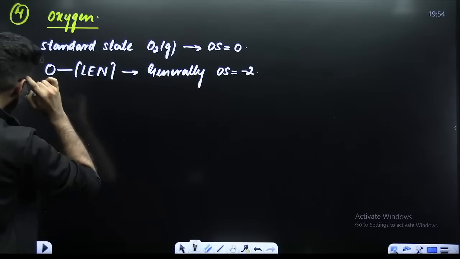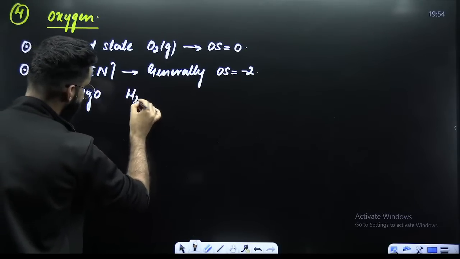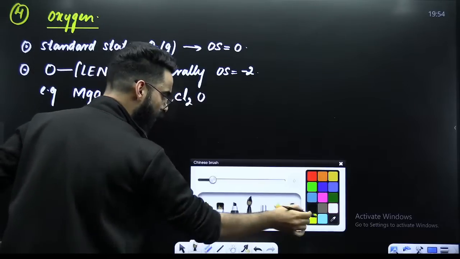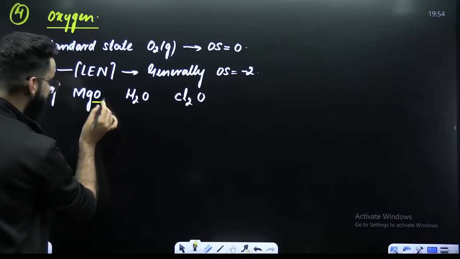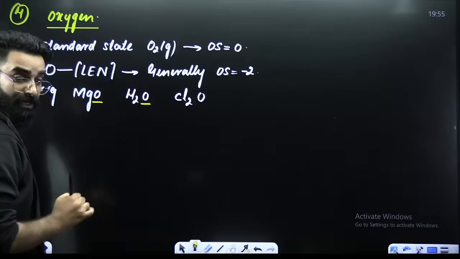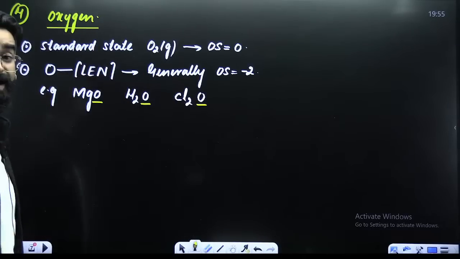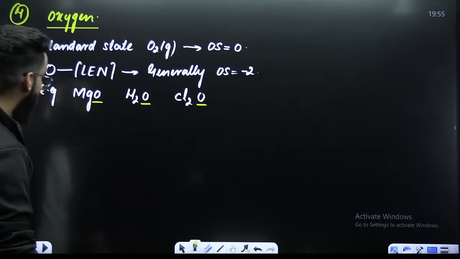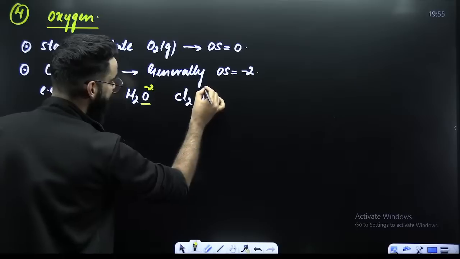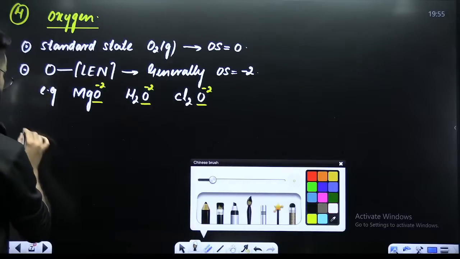For example, let's say you've got MgO. Let's say you've got H2O. Let's say you've got Cl2O. If you look at all these cases, oxygen is attached to less electronegative element than itself. And whenever you see oxygen attached with less electronegative element than itself, the oxidation state of oxygen will be taken as -2. Okay. Now, the next rule related to oxygen.